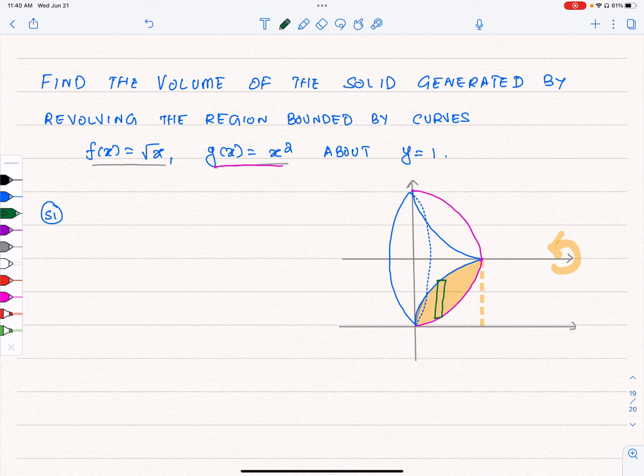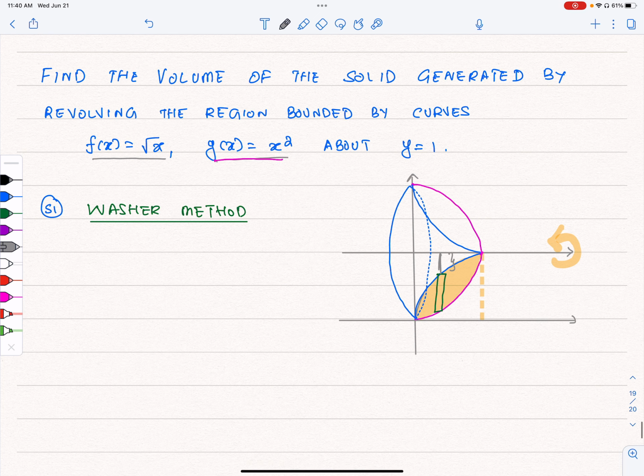Now we are going to use the disk method. In this case, it's a washer method, right? So if I use the washer method, my inner radius is going to be this one. Outer radius is going to be this guy, right?